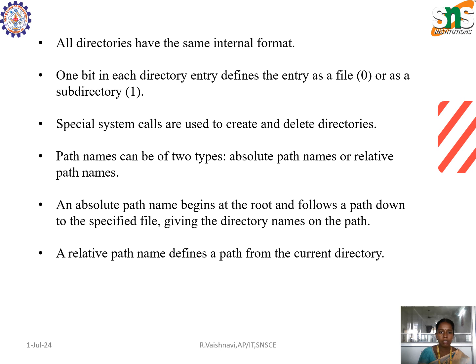Next, all the directories have the same internal format. One bit in each directory entry defines the entry as a file, that is 0, or as a subdirectory, that is 1. Special system calls are used to create and delete the directories. Path names can be of two types, that is absolute path names or relative path names. The absolute path name begins at the root and follows the path down to the specified file, giving the directory names on the path. Next one, the relative path name defines the path from the current directory.